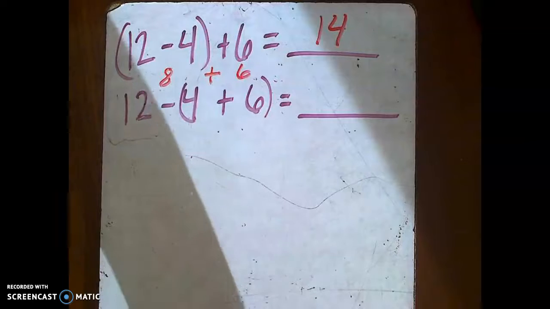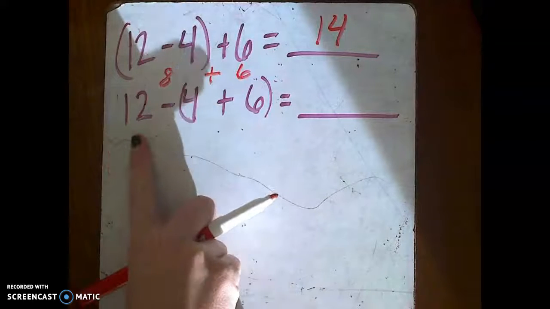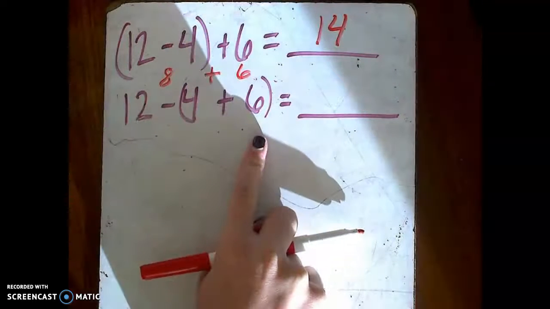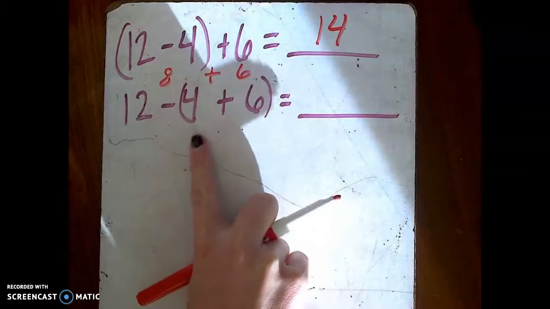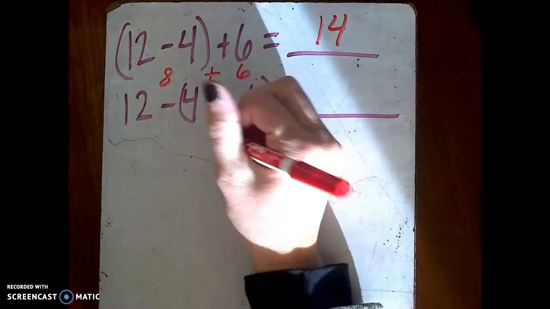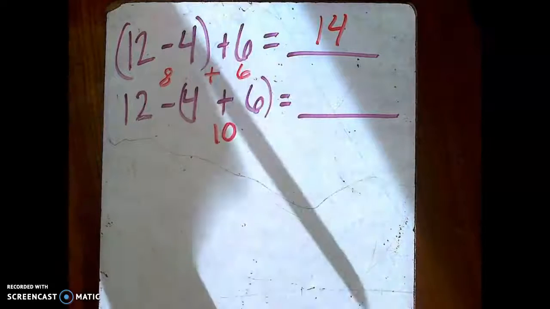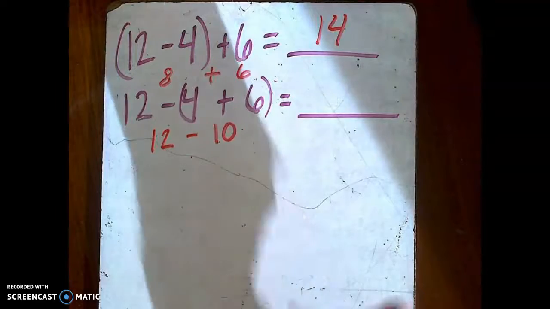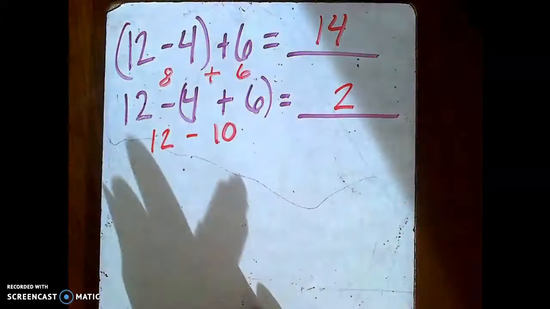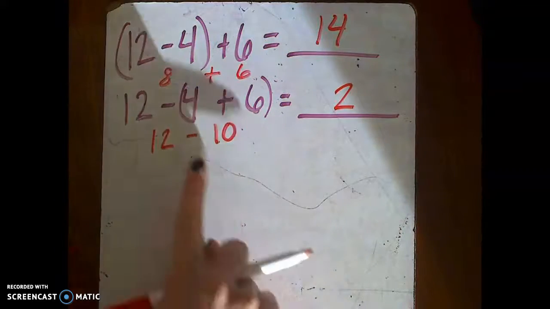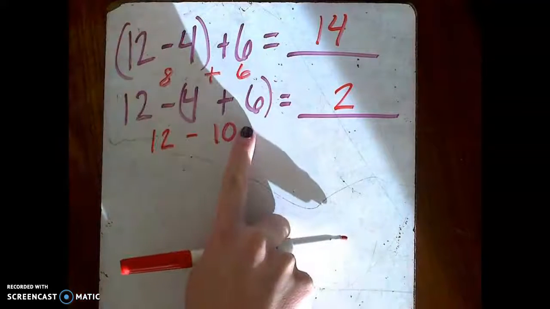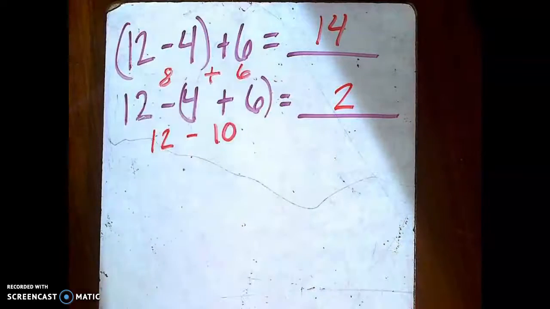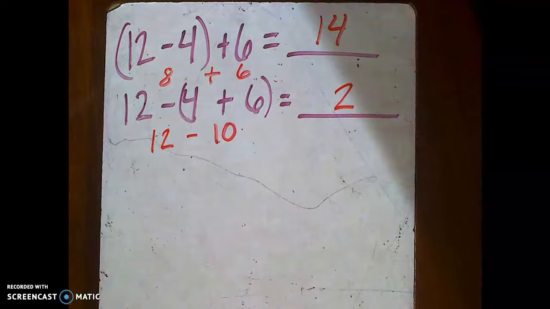Okay, so now let's do the bottom problem. 12 minus 4 plus 6. Parentheses means do me first. So I'm going to come over here and look at 4 plus 6. I know that 4 and 6 more is 10. And then I have 12 minus 10. That gives me 2. Notice, I moved my parentheses from 12 minus 4 to 4 plus 6, and my answer changed a lot. So where those parentheses are actually does matter quite a bit.